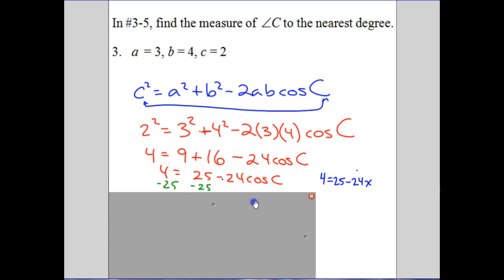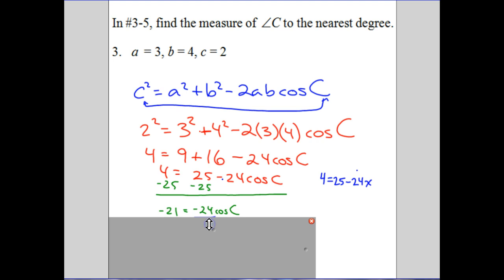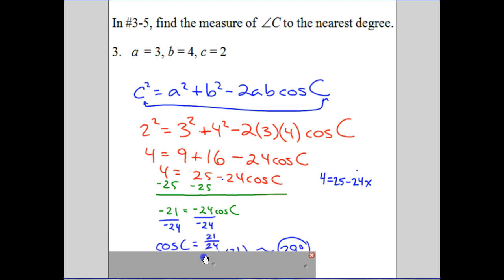Well, I can simply subtract the 25 from both sides and get a negative 21 on the left side. So negative 21 equals negative 24 cosine C. Divide by this coefficient. Divide both sides by negative 24. And then I have cosine of C is equal to 21/24. And I need to use the inverse cosine to solve for C.